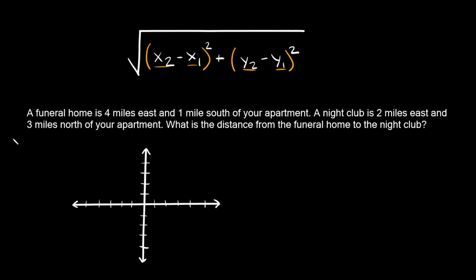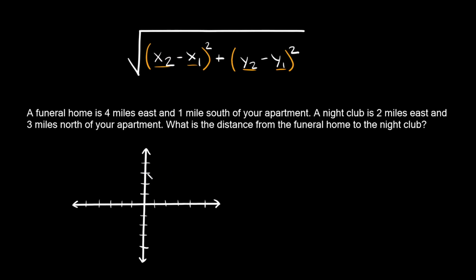All right, so here's a word problem. So this one says, a funeral home is 4 miles east and 1 mile south of your apartment. A nightclub is 2 miles east and 3 miles north of your apartment. What is the distance from the funeral home to the nightclub? Classic combination. All right, so for these types of problems, it's normally a good idea to draw a little graph like this, a little coordinate plane, all right?